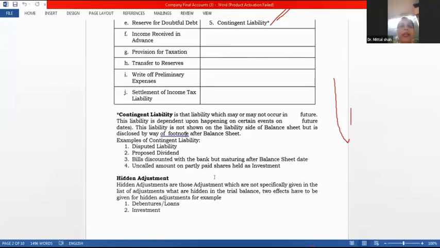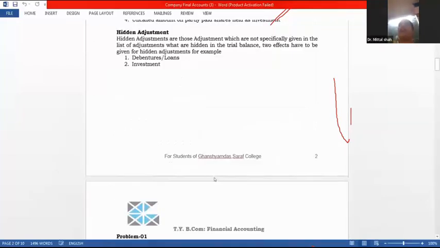Hidden adjustments: wherever a percentage amount is given, like 10% debentures or 10% investments, always see whether outstanding interest is there or not, and how much. Assume 20,000 interest is already given in the trial balance, and still 10,000 interest is supposed to be given. So that 10,000 outstanding interest you have to add. All adjustments will have two effects. All trial balance items will have one effect. This concept is not going to change.